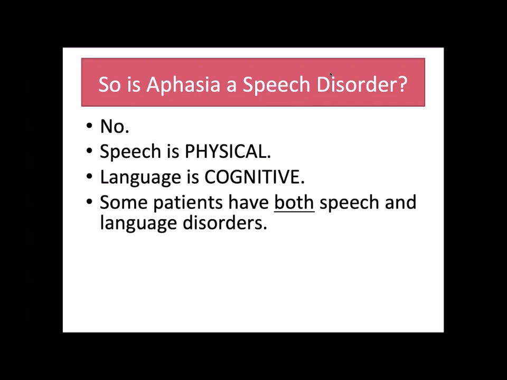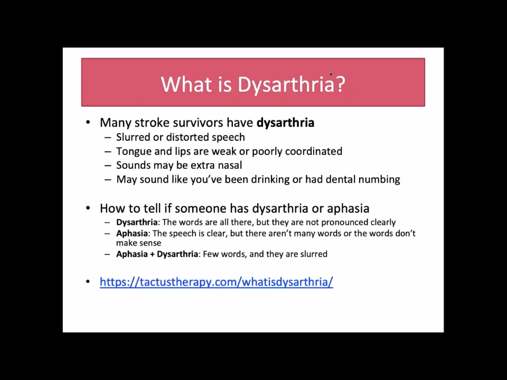So is aphasia a speech disorder? No. Speech is physical, language is cognitive. But of course, some people have both speech and language disorders. The most common speech problem that we see after stroke is called dysarthria, and that is slurred or distorted speech. And this is usually because the paralysis has hit their face and their tongue and lips are weak or poorly coordinated. The sounds may be extra nasal because they're not able to stop the airflow from coming through their nose.